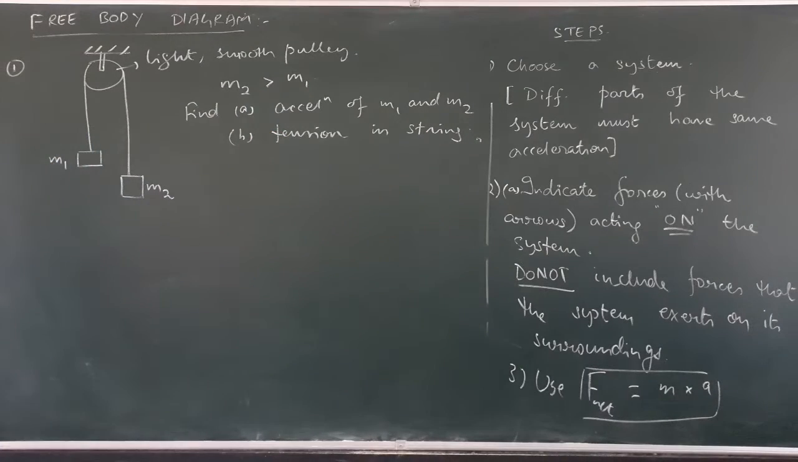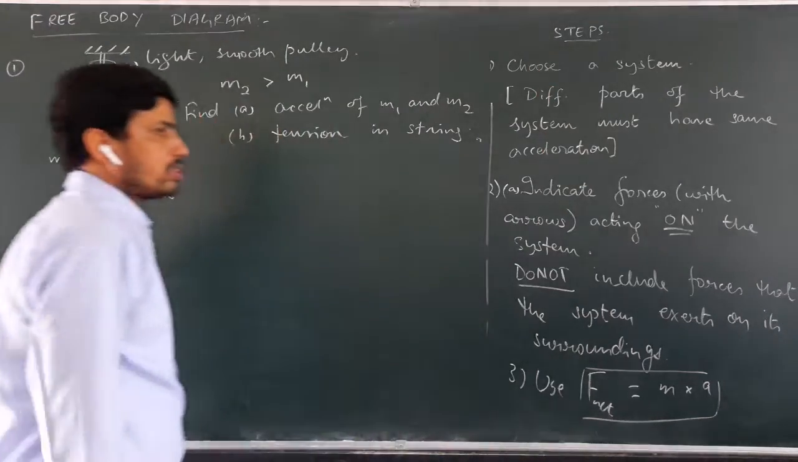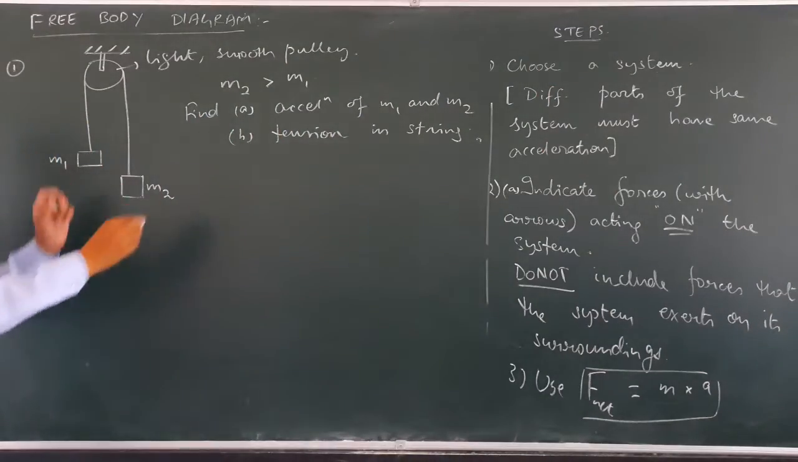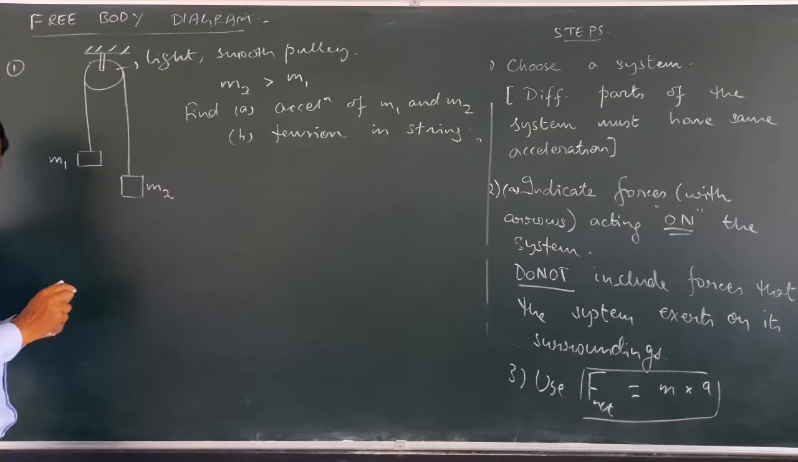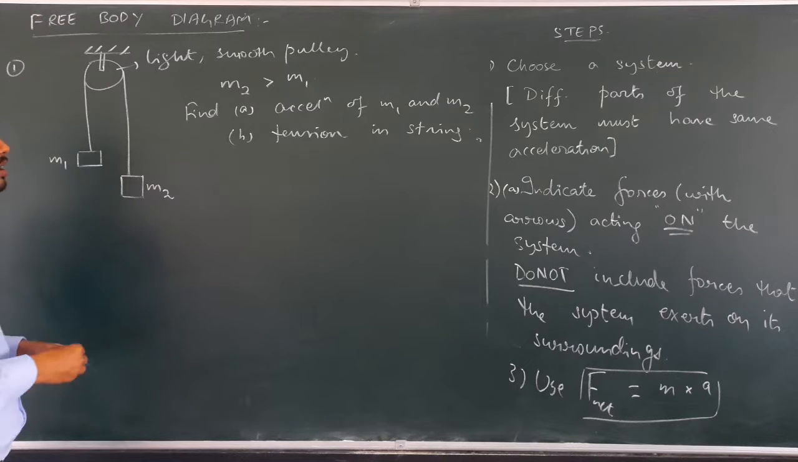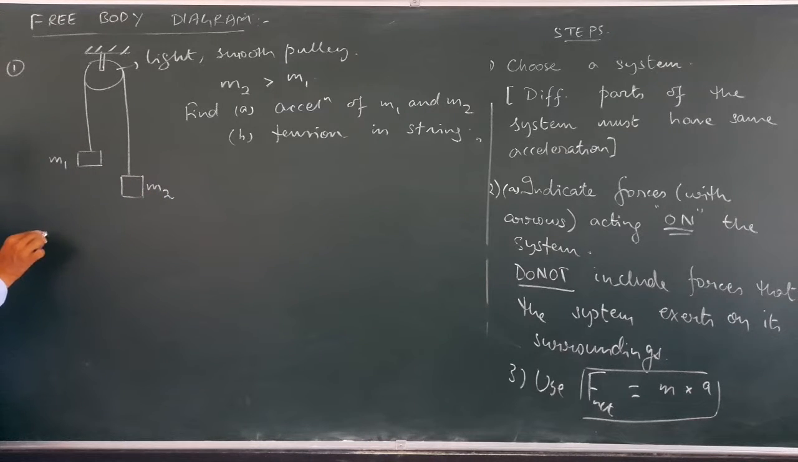Okay, let us try to discuss this question. First of all, we will follow these steps. We will draw the free body diagram. Now there are two masses, so we will draw the free body diagram of M1 and M2. So M1 I am drawing here, and M2 here.